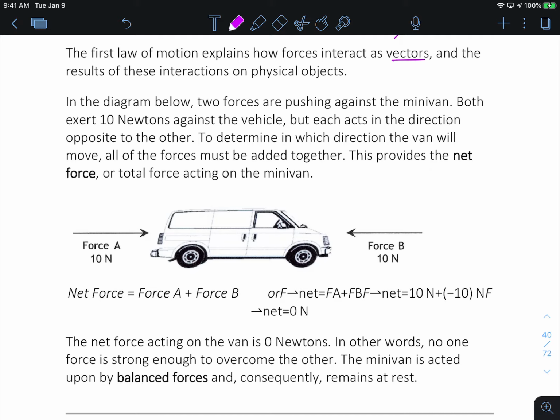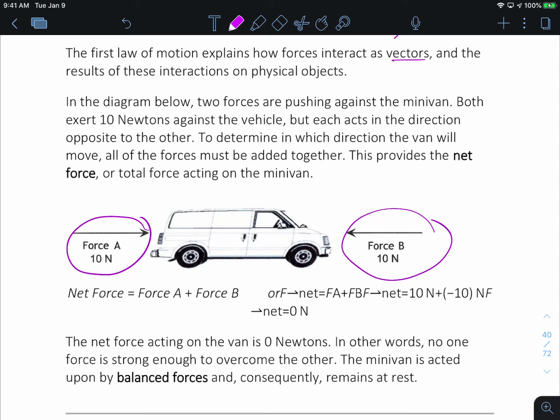Both are exerting 10 newtons against the vehicle, but each acts in the direction opposite to the other. We could think about these forces as possibly friction on the van, and this could be just a little bit of gas on the pedal, not enough gas going into the engine to actually make it roll forward, just that first couple of millimeters where you're pushing down on the pedal and the car doesn't actually start to move yet.